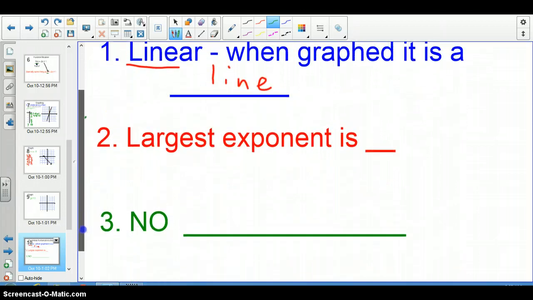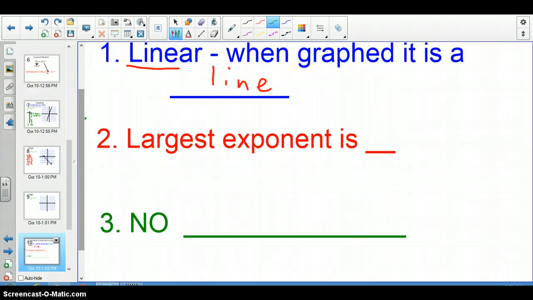The largest exponent for a linear function. So look at your x value. Look at its exponent. The largest exponent will be a 1. Okay, so it'll look like this, or x to the first. But we never see that 1 there.